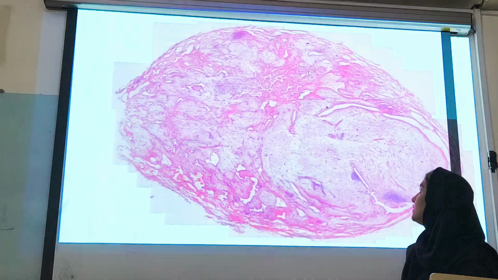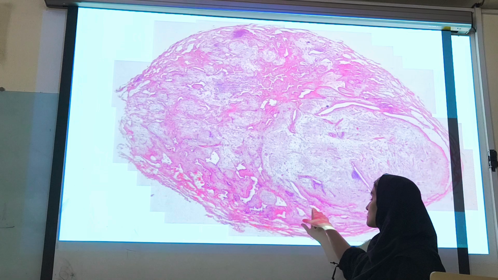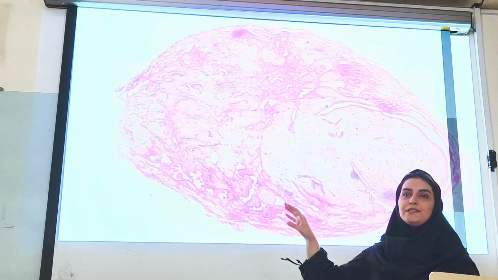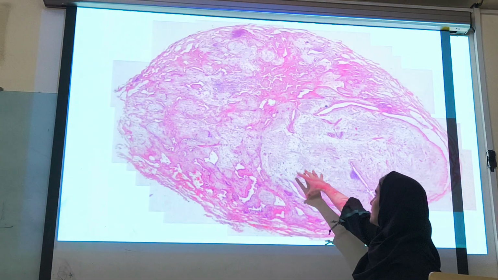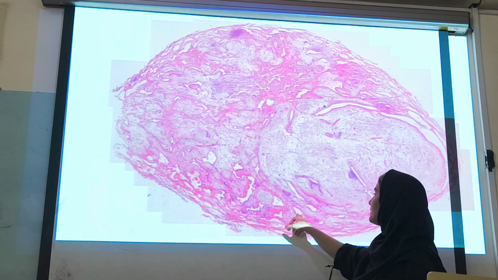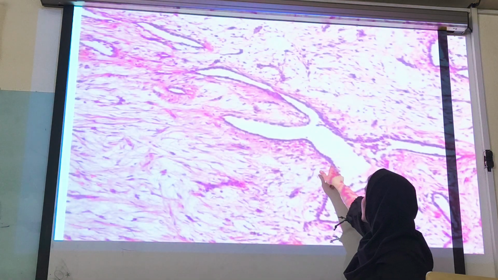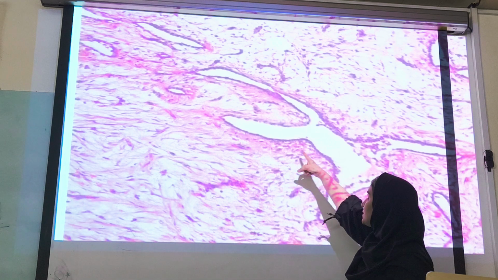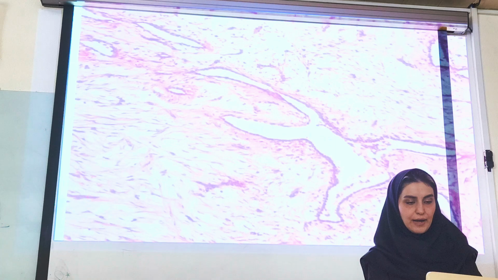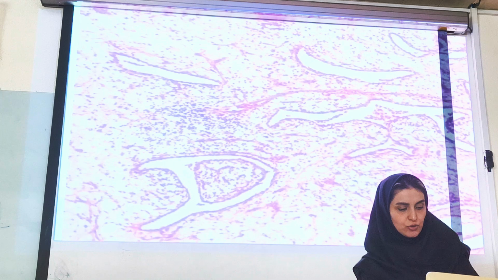This is low power of hamartoma. This irregular structure is the respiratory epithelial structure, which is entrapped inside the hamartoma. And this myxoid tissue and also some smooth muscle proliferation in this area are the hamartoma. And here again you can see the respiratory epithelium entrapped inside the hamartoma, very irregular and different in shape from the normal respiratory epithelium.